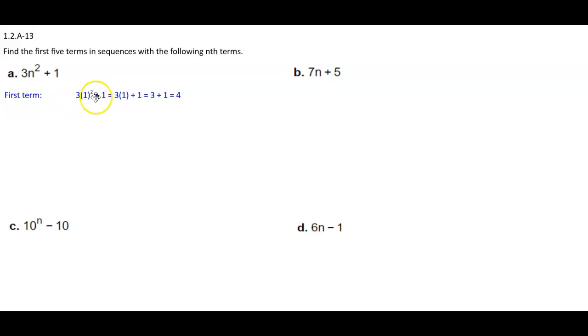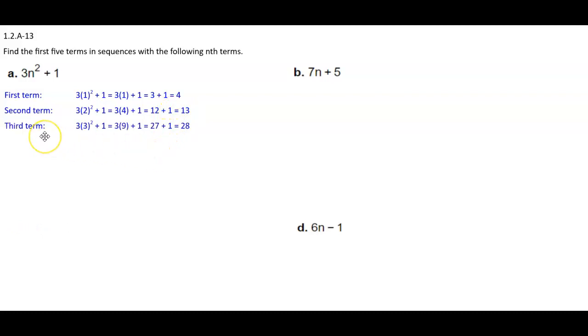3 times 1 squared plus 1. Well, 1 squared is 1, so therefore 3 times 1 is 3 plus 1, which is equal to 4. That's the first term of that sequence. Next, we're going to let the second term, n is equal to 2. So this is 3 times 2 squared plus 1. Well, 2 squared gives you 4, so 3 times 4 plus 1. 3 times 4 is 12, so 12 plus 1 gives you 13.